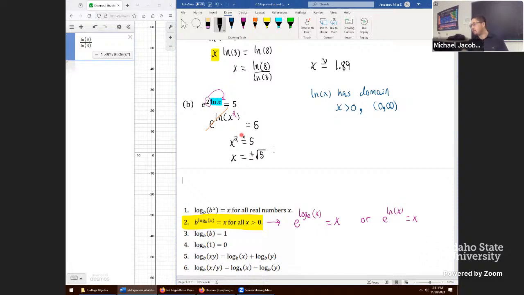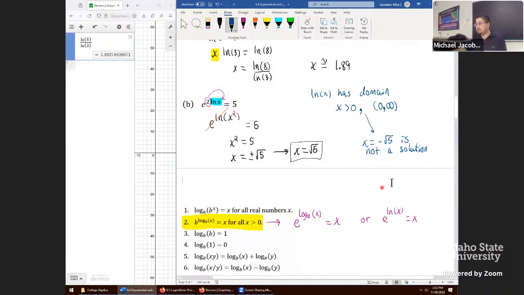So here we'll say x equals root 5 is our answer. Let me box that since there's a lot of stuff here. And x equals negative root 5 is not a solution. Again, because x has to be positive, only because the natural log appeared in this equation.